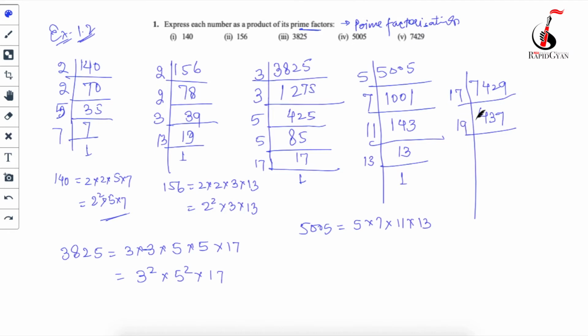So this one is a simple division. I'm not going into the depth. So it's 23, then it's divisible by 23 and you will get 1. So here I can write 7429 is equal to 17 times 19 times 23. Here I have written the prime factorization of all the numbers: 140, 156, then 3825, then 5005 and 7429.